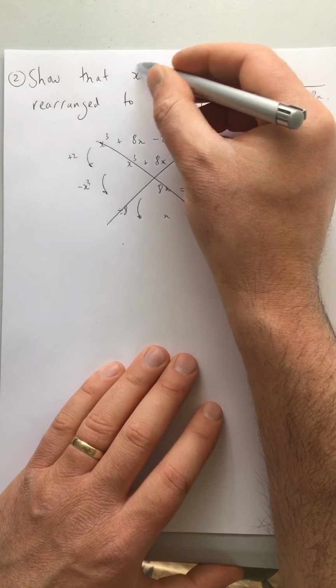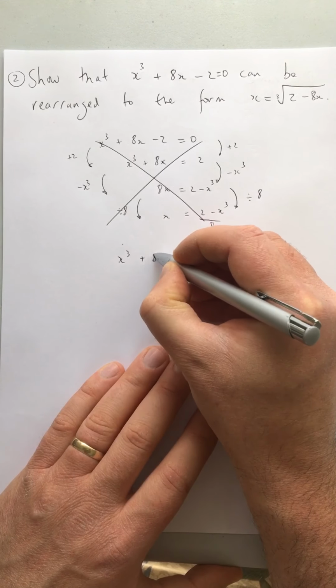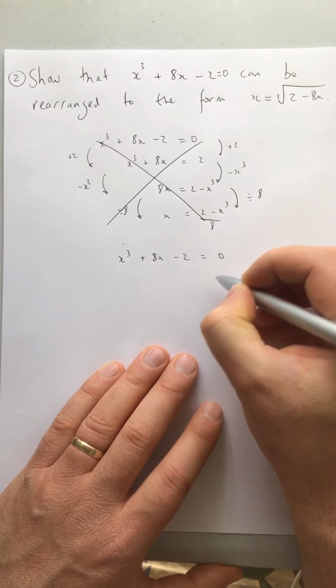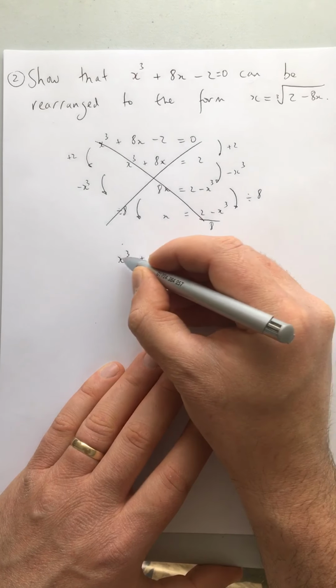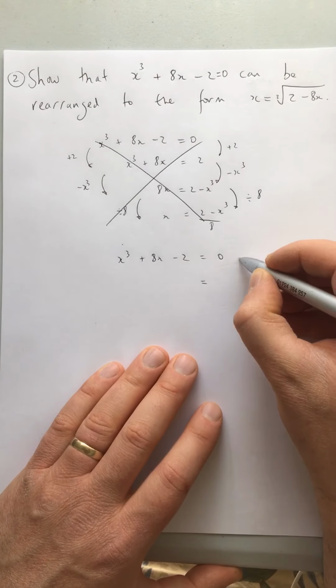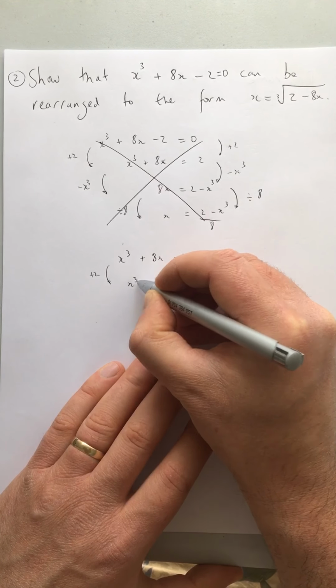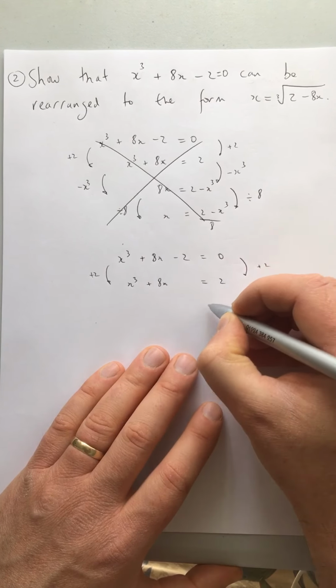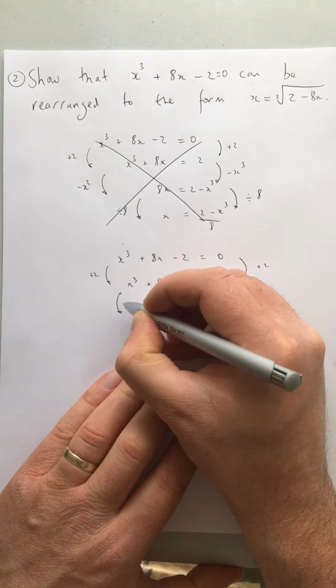So let's rearrange for this x here. So let's write it out again. x cubed plus 8x minus 2 equals 0. So first of all, we will add 2. We're going to rearrange for this x, remember? So we'll add 2 to both sides, as we did previously actually. So x cubed plus 8x equals 2. And I'm rearranging for this x. I'm going to get rid of this plus 8x by subtracting 8x.